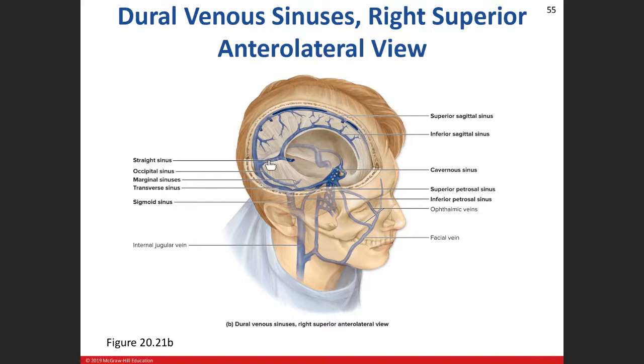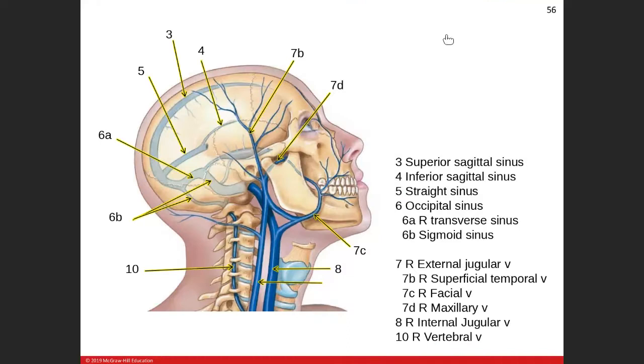And then they'll drain down here into the straight sinus, and then eventually it'll drain into the occipital and the transverse sinuses, and then eventually into the sigmoid. I'll show you. All right, that is not in your book. If you want to, feel free to take a picture of that.